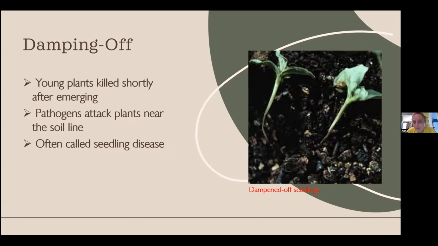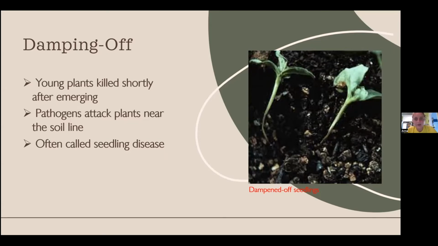You see how up at the top of the seedlings, those stems are nice and plump. They look round and strong. And then once you get down to the soil line, they turn into a brown, stringy mess. That's because the pathogen is impacting that plant tissue right at the soil line. It's often called seedling disease, and we'll talk about this a little bit later too.